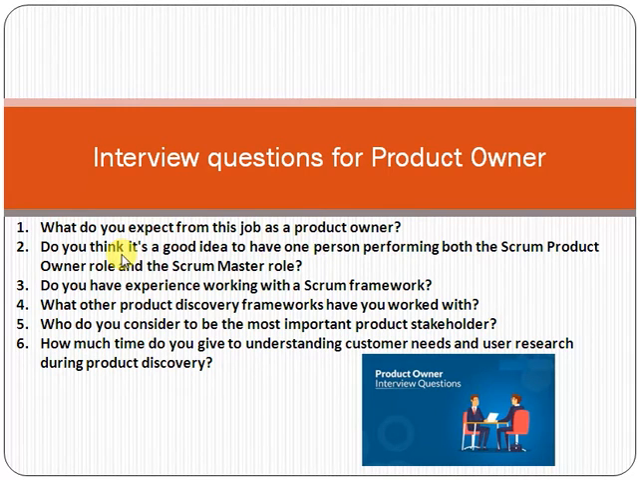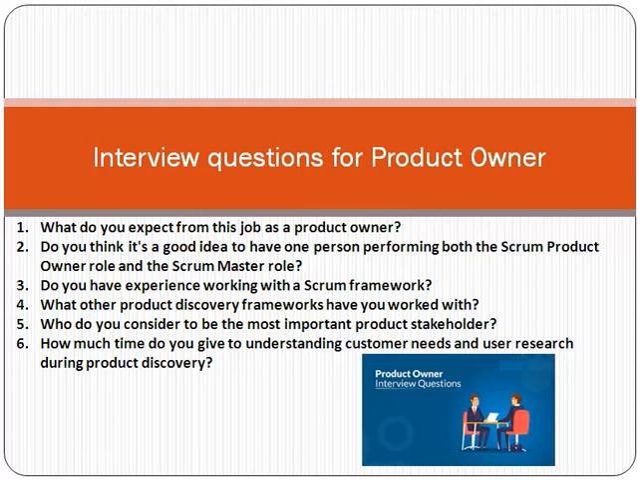Then the next question is, do you think it's a good idea to have one person performing both the Scrum Product Owner role and the Scrum Master role? Friend, I don't think it is a good idea that the Scrum Product Owner and the Scrum Master role should be the same, because the roles and responsibilities are totally different. Scrum Master is a facilitator for the Scrum team. Scrum Master is a person who has clear visibility about the Scrum framework and the Scrum body of knowledge, and he knows the best practices for Scrum. He is the facilitator for the Scrum team. If there are any bottlenecks or issues, he will resolve them.